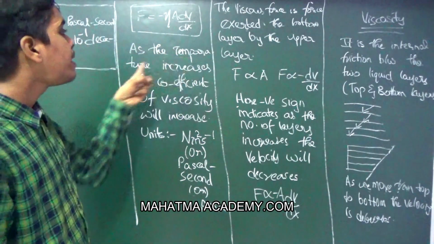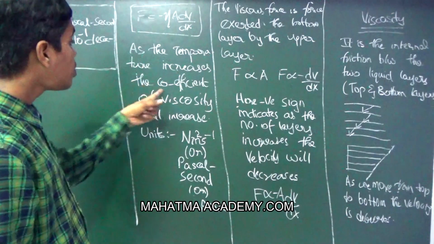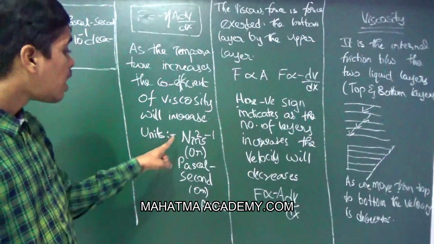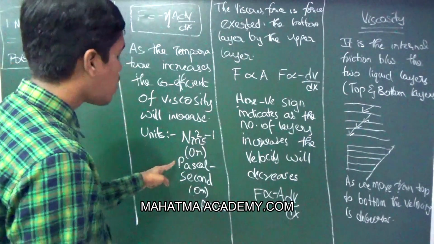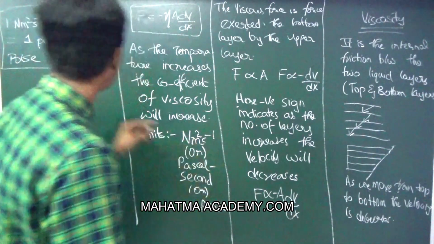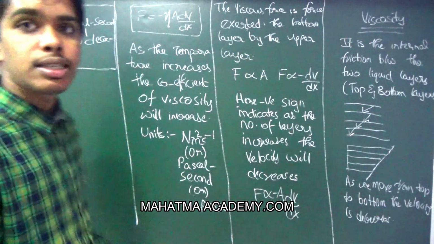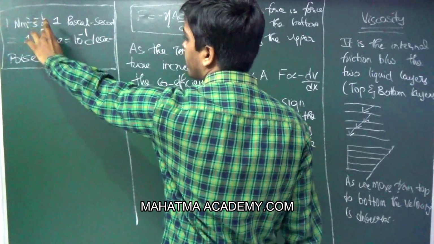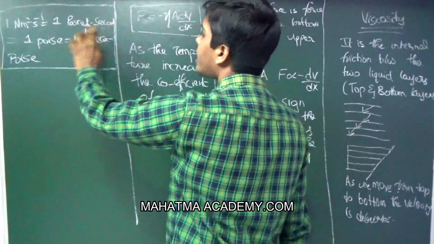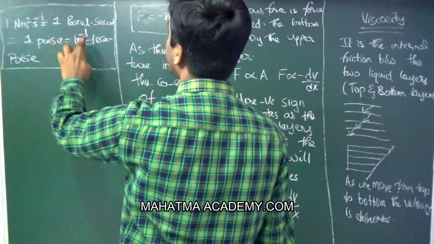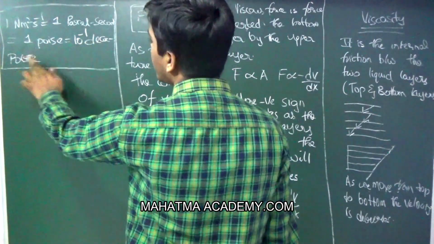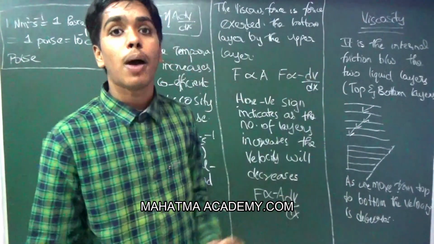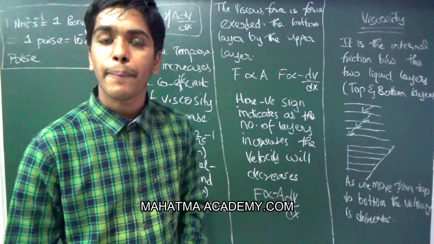As the temperature increases, the coefficient of viscosity will increase. The units of the coefficient of viscosity are Newton second per meter squared, or Pascal second, or poise. The units relationship: 1 Newton second per meter squared is equal to 1 Pascal second is equal to 10 poise. Now we have completed the viscosity topic. We will discuss the next topic.